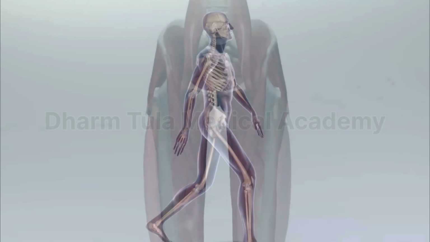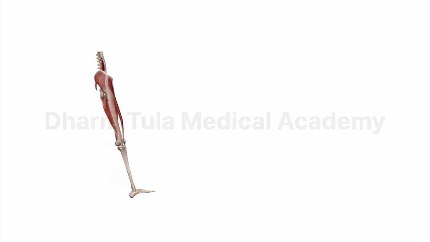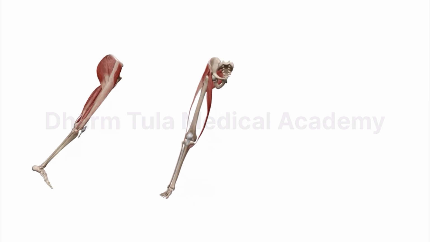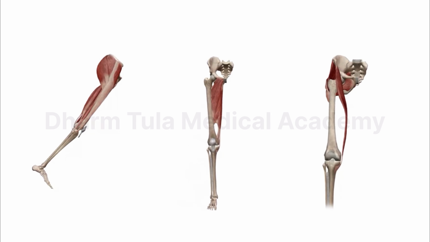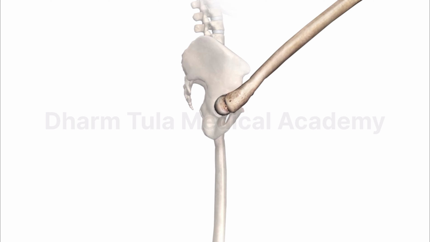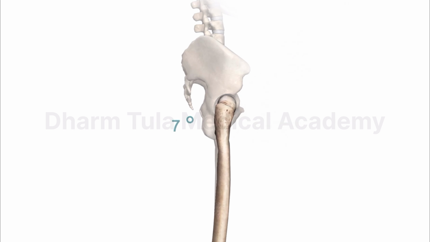in the body. The hip joint has 3 degrees of freedom. That is, it moves in 3 different planes: sagittal plane flexion, extension, frontal plane abduction, adduction, and transverse plane external, internal rotation. In the sagittal plane, the hip flexes to 120 degrees and extends to 20 degrees.